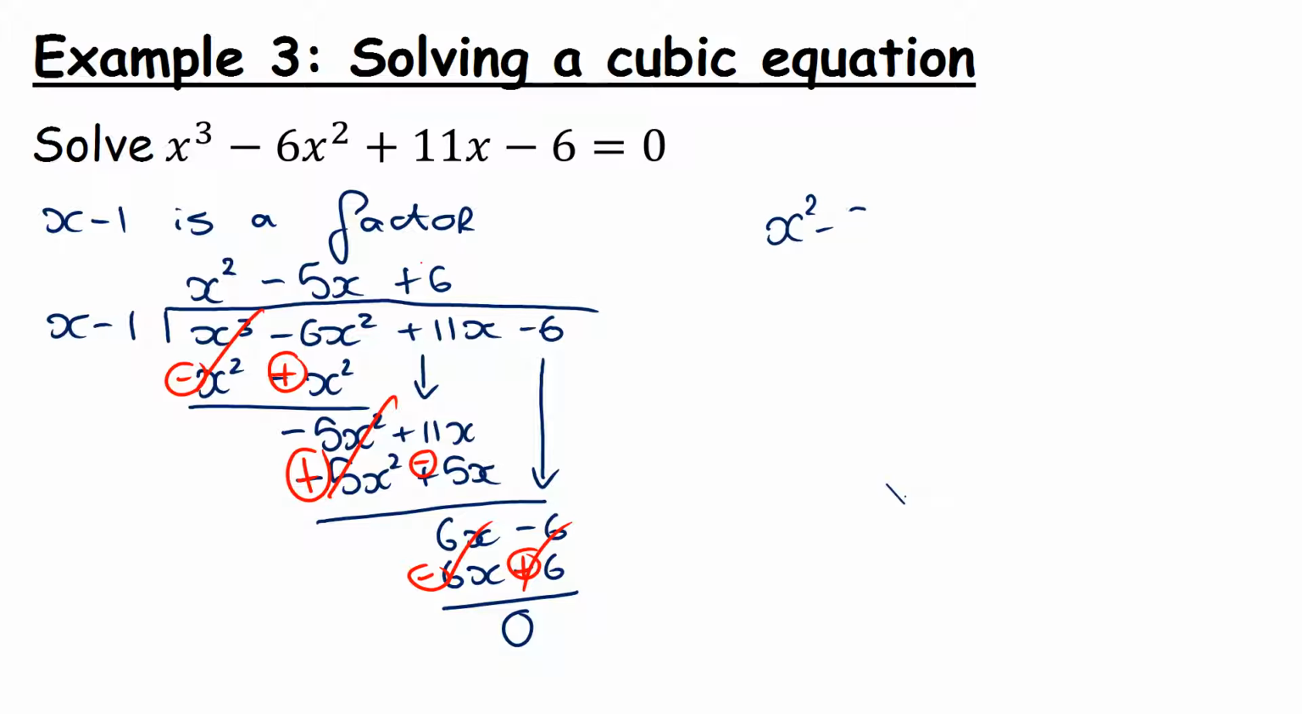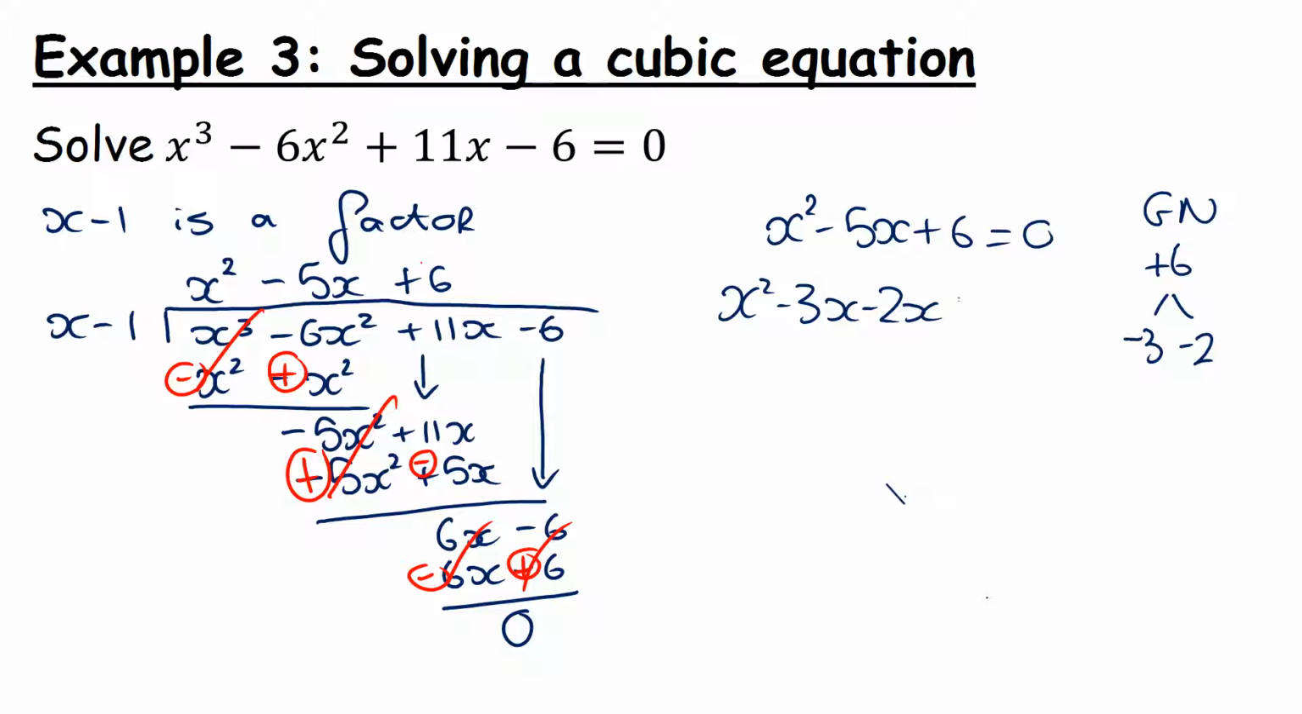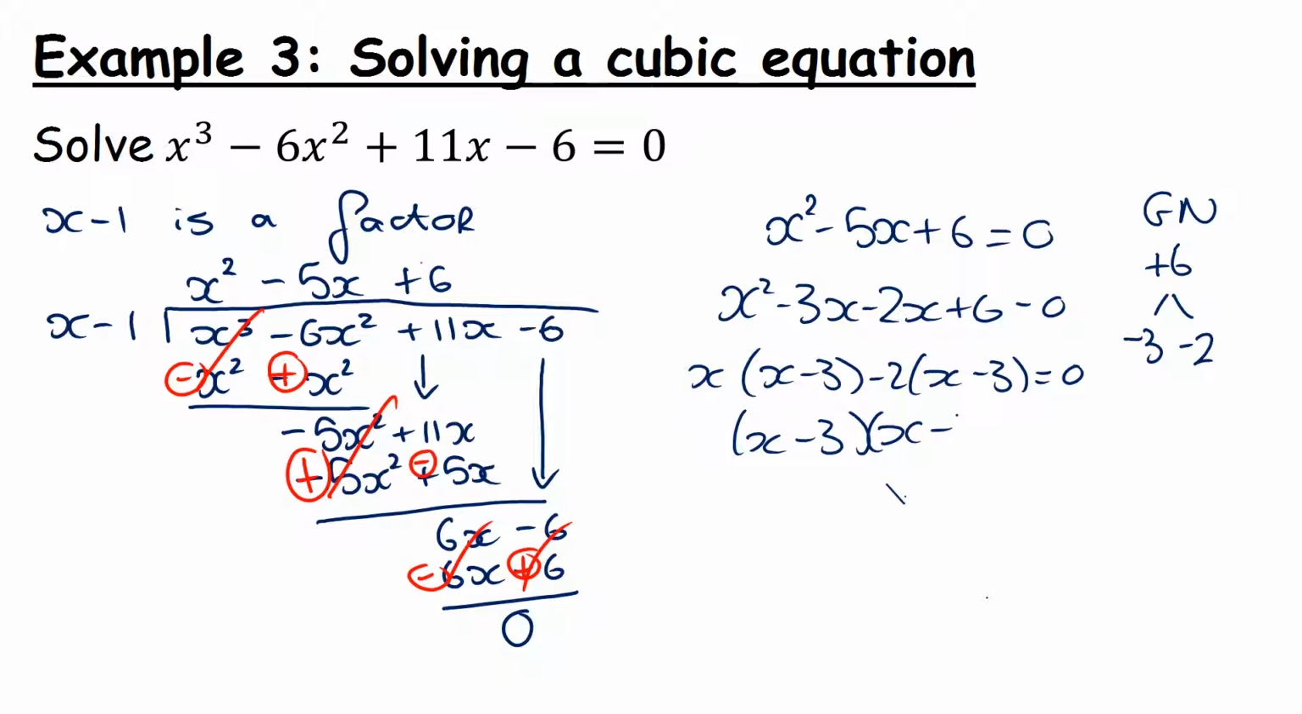So I have x squared minus 5x plus 6 equals 0. So I'm going to use my guide number here. So my guide number is plus 6, so I'm going to use minus 3 minus 2. So x squared minus 3x minus 2x plus 6 equals 0. So x is common, so we're left with x minus 3. Minus 2 is common, we're left with x minus 3. So x minus 3 is common, we're left with x minus 2.